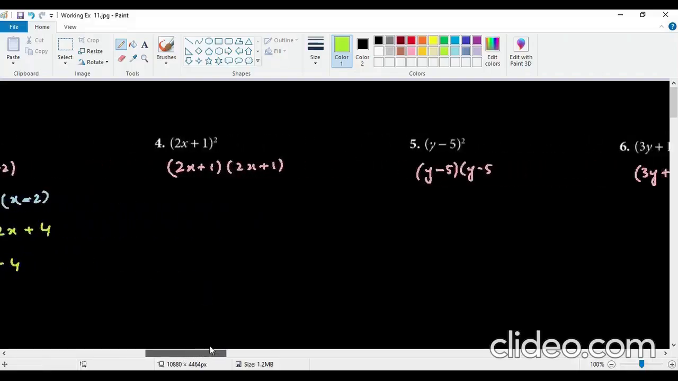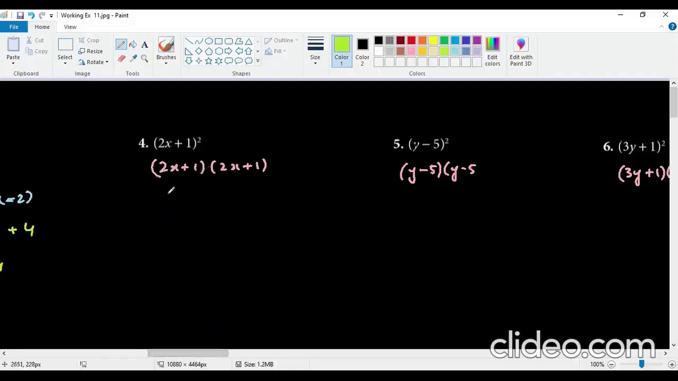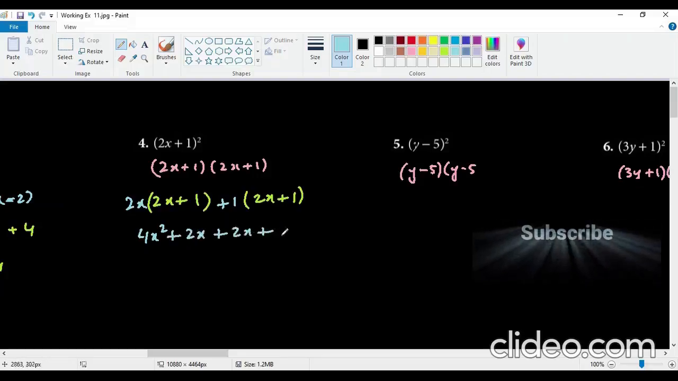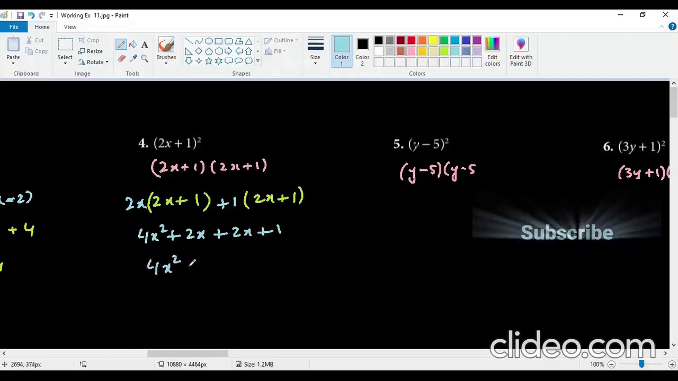For question number 4, 2x plus 1 is multiplied by itself. So that means 2x plus 1 is going to be multiplied twice, first with 2x and next with plus 1. So in here I'm multiplying 2x and plus 1 like this. So this is going to give you 4x square plus 2x plus 2x and plus 1. So final answer for this is going to be 4x square plus 4x and plus 1.